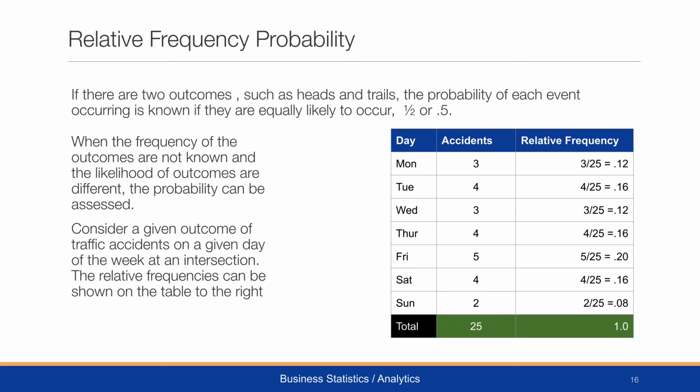So the relative frequency of the number of accidents on a Monday is 3 divided by 25, or 0.12. The relative frequency of accidents on a Tuesday is 4 over 25, which is 0.16. And you can see if we add all of these relative frequencies together, we will get 1.